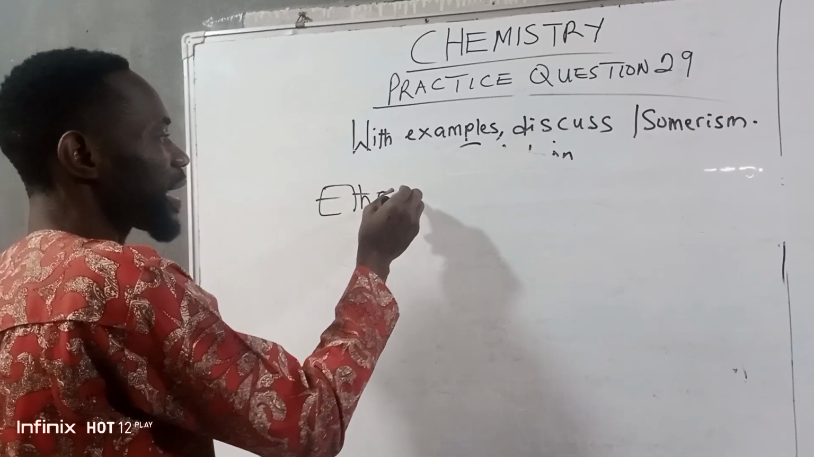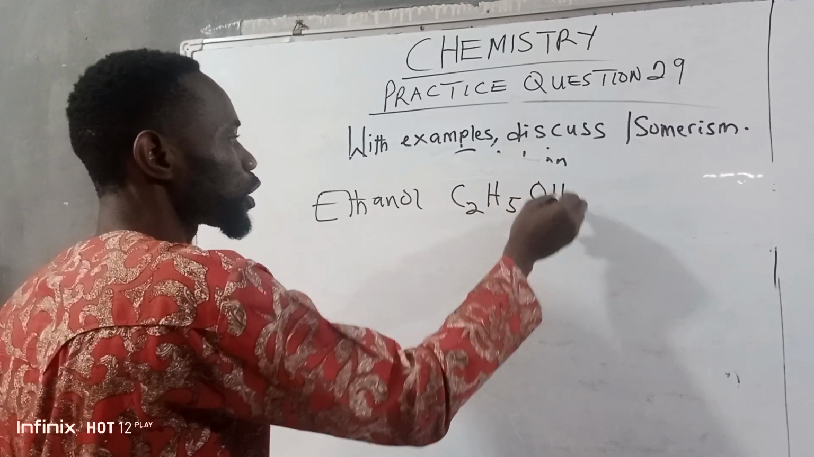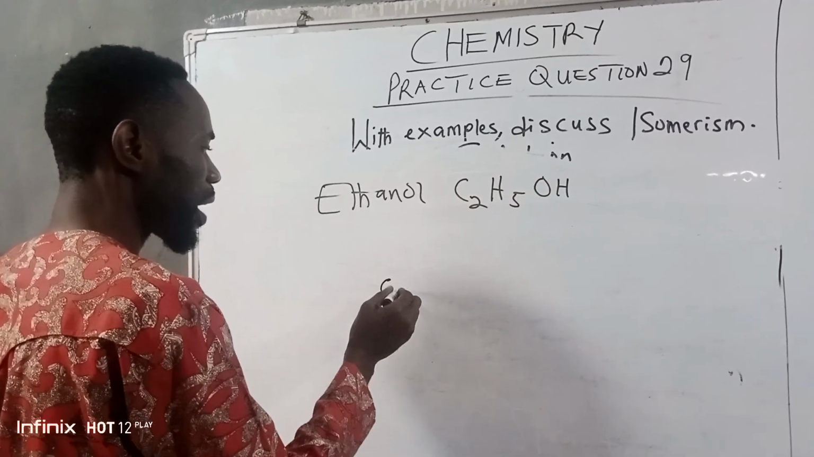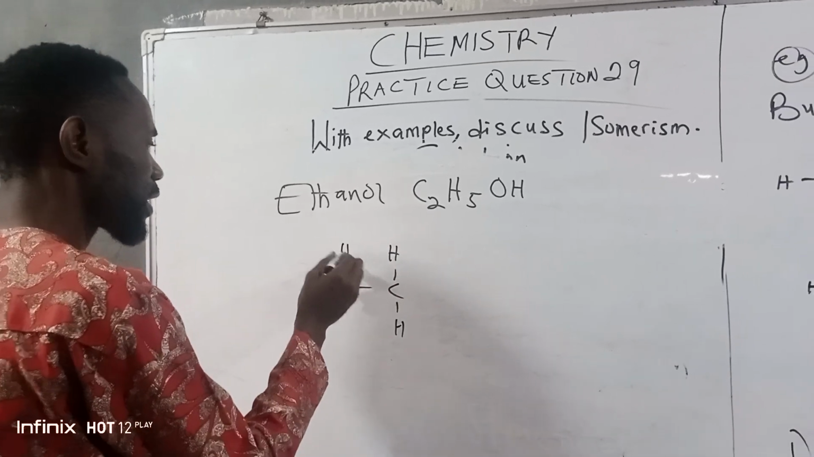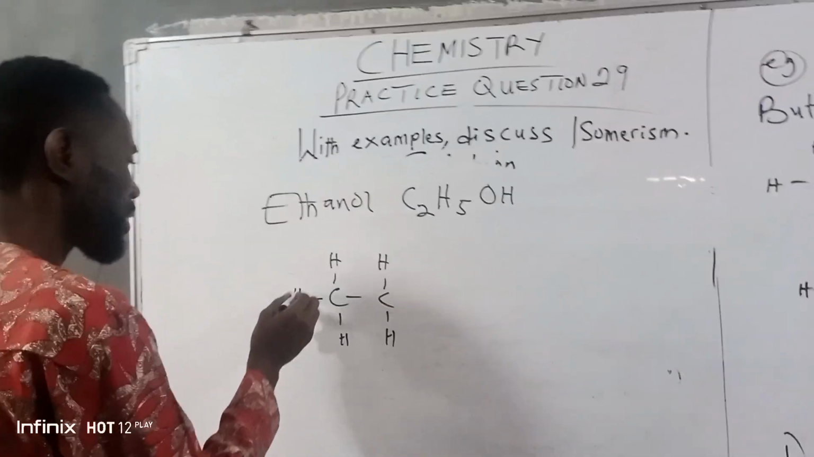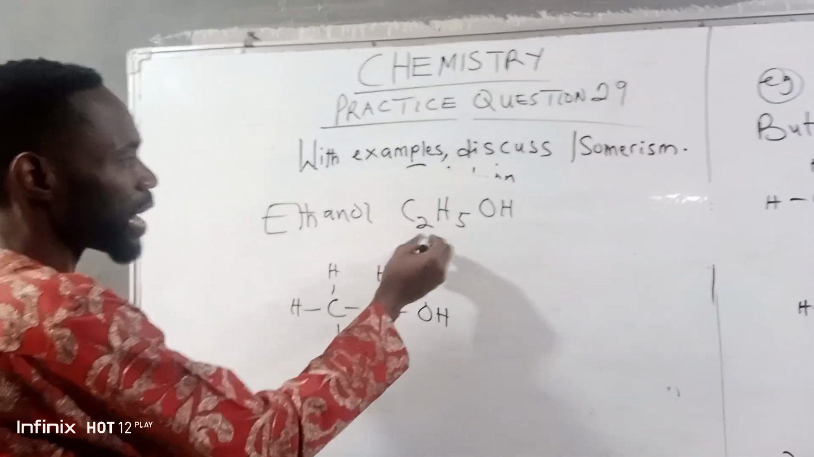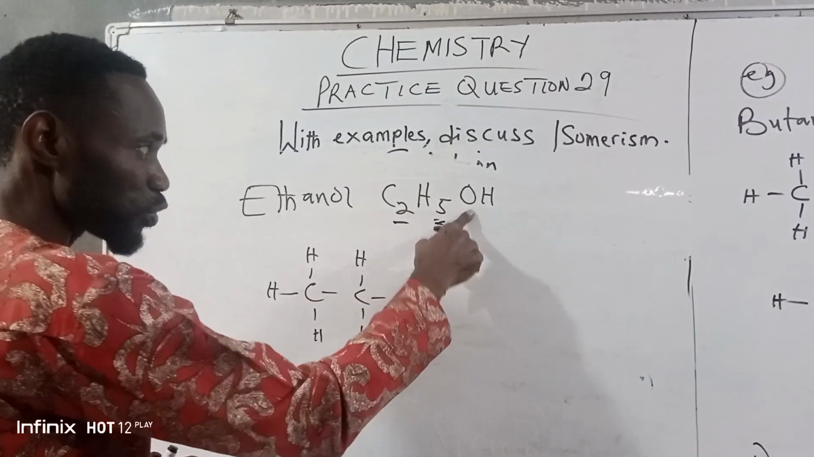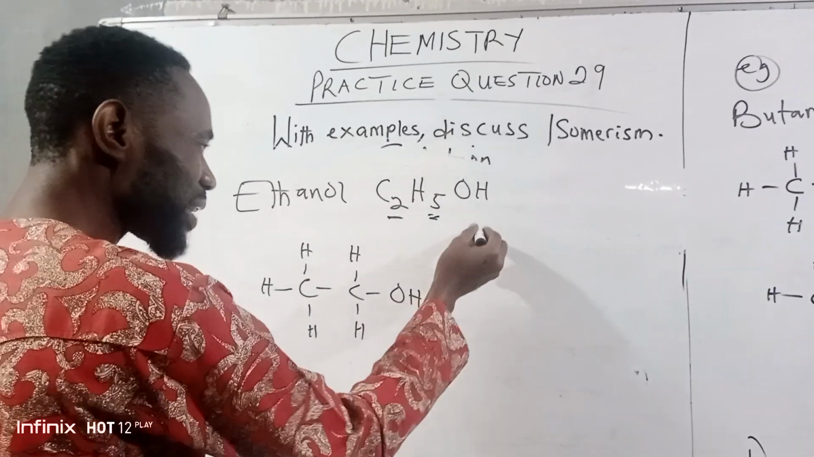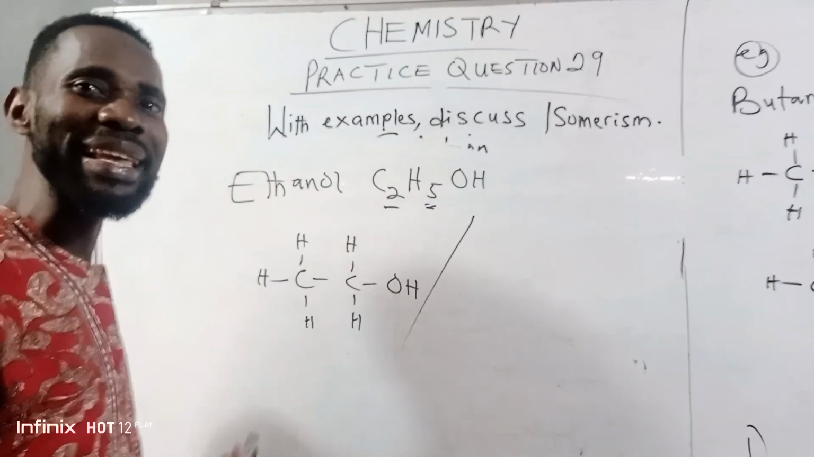Ethanol can be written as C2H5OH, written as C2H5 here, and you have here OH. This is ethanol. The number of carbon atoms is 2. Hydrogen is 6, 5 here, 1 here, 6, with 1 oxygen atom. This now is an isomer of another compound called dimethyl ether.